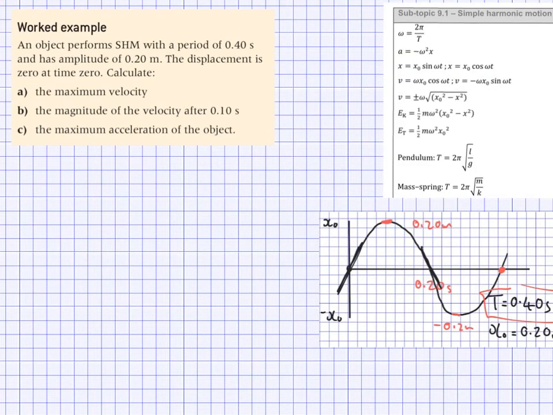Okay, so question B, the magnitude of the velocity after 0.1 seconds. Again, it's worth looking at the graph that we drew initially. We've got the period, we've got the amplitude, and we're asked the velocity at 0.1. So that's going to be the velocity about here. Now, if we think about what that means, the slope here is horizontal, it's flat.